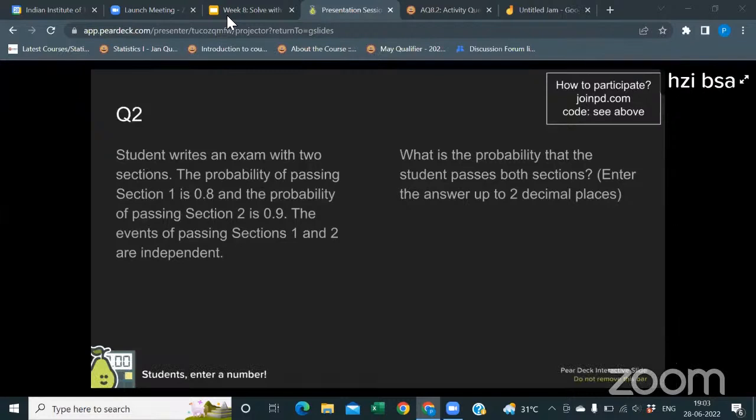Sir, probability of section 1 given that section 2 equals probability of section 1, we take it. That is the concept of independence, meaning probability of A given B equals probability of A. Happening or non-happening of B does not affect the happening of A.